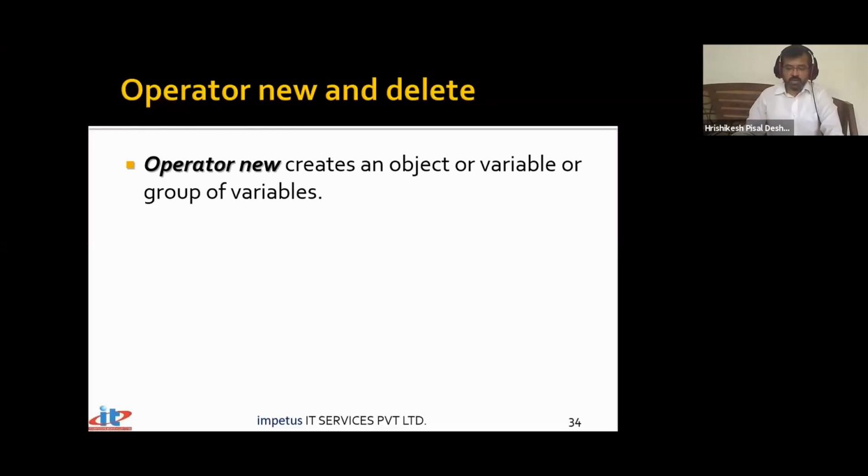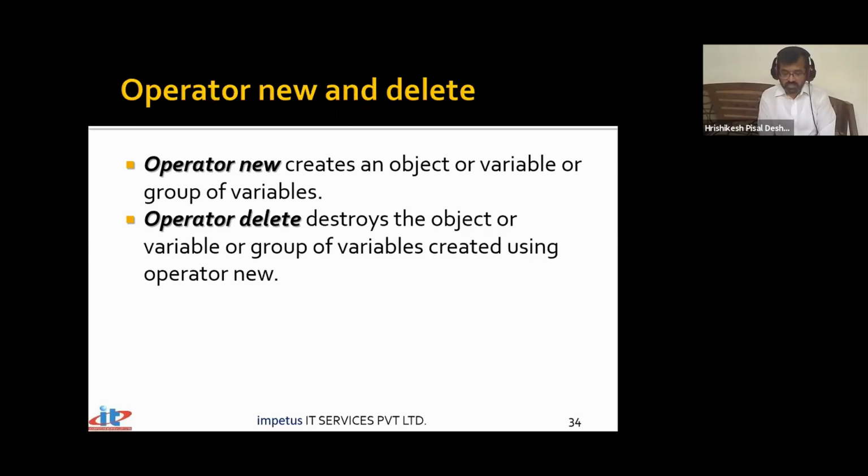So operator new creates objects or variables or a group of variables. Keep in mind, your malloc, calloc, realloc did not really create variables. They only allocated memory large enough to accommodate that variable. Real variables or objects were not being created. New actually creates objects or variables. Delete destroys objects or variables or an array of variables.